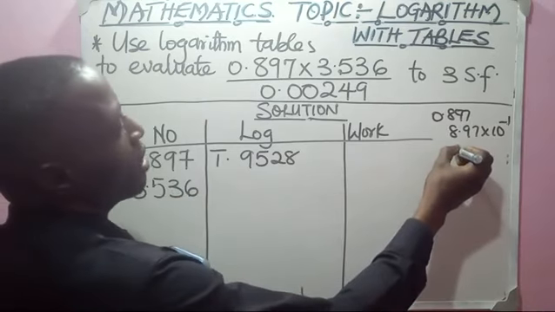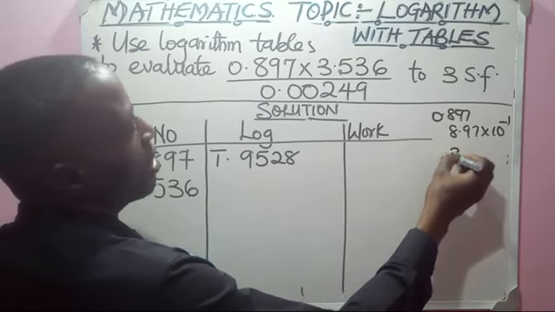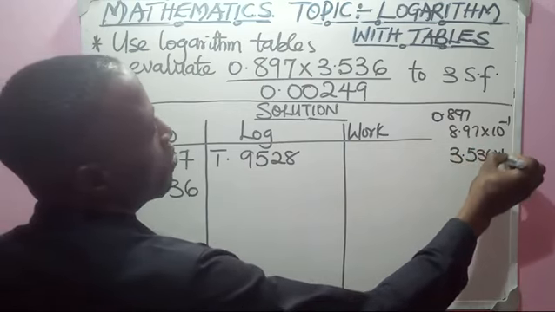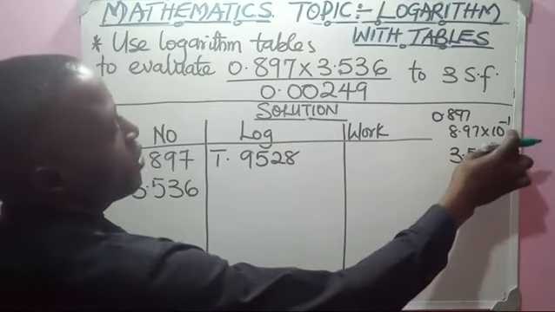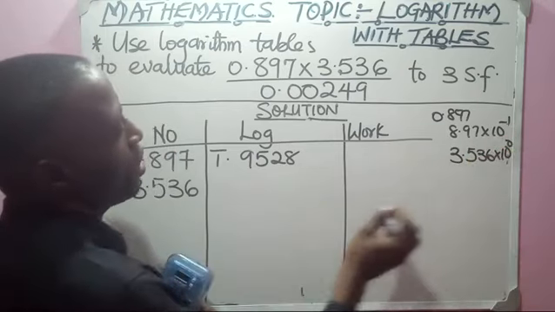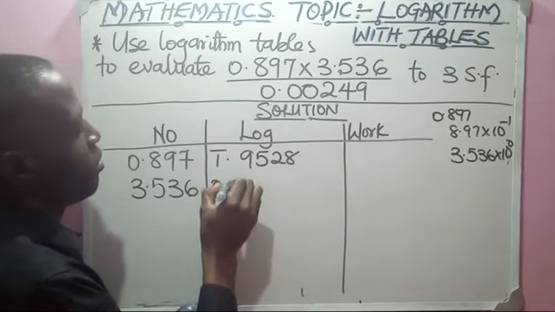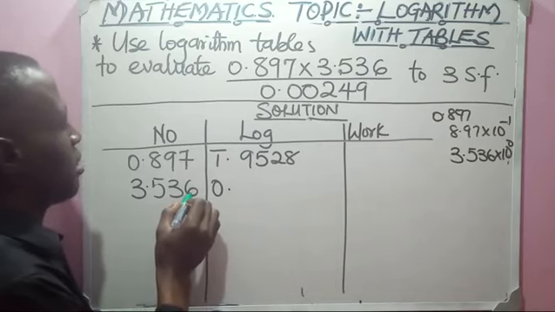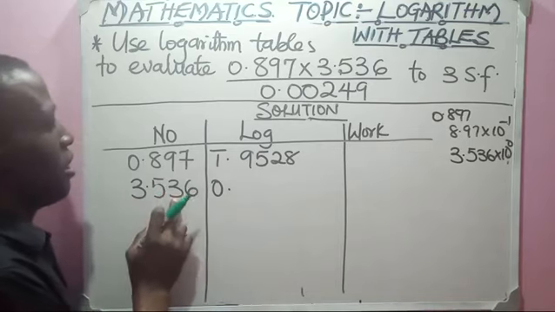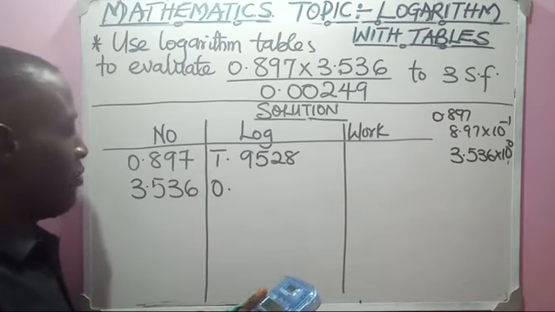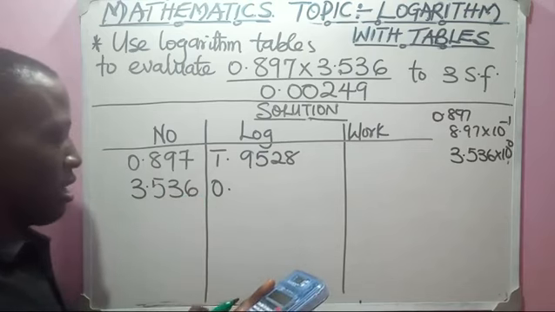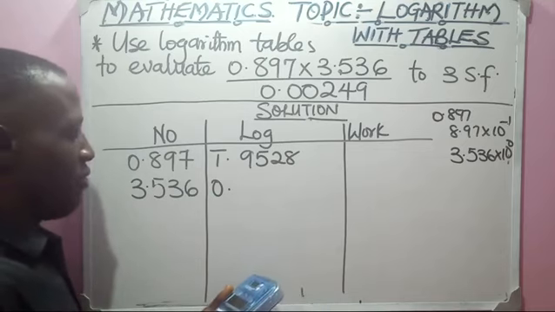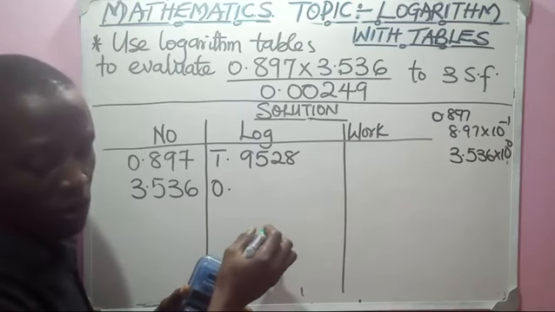Changing it to standard form, that will give me 3.536 times 10 raised to the power 0. So this 0 is my characteristic. I'll put it to the 0 point. I'll read 35 under 3, difference 6. I am having 5485.